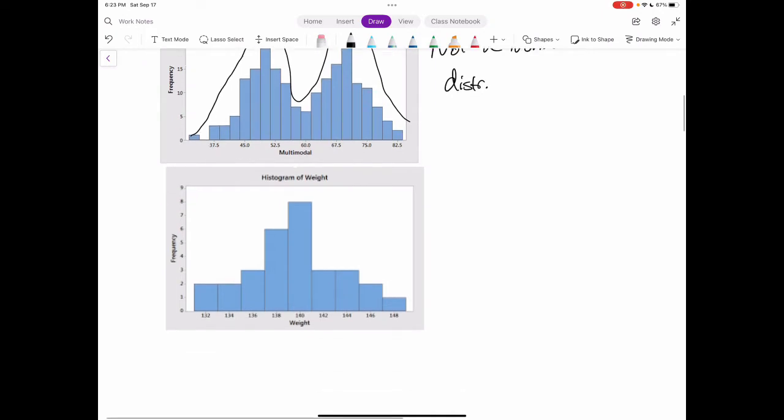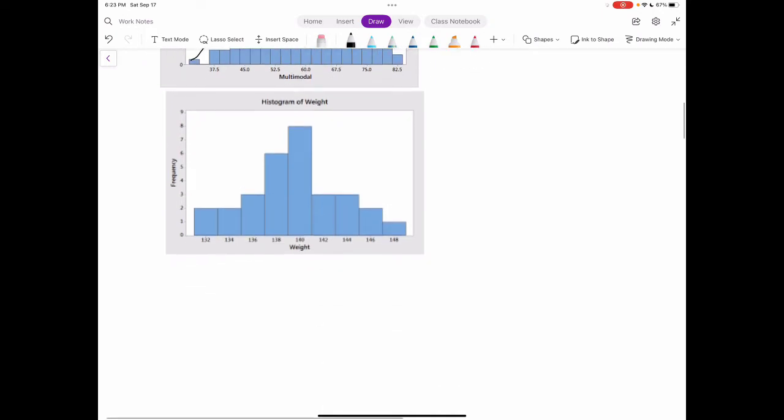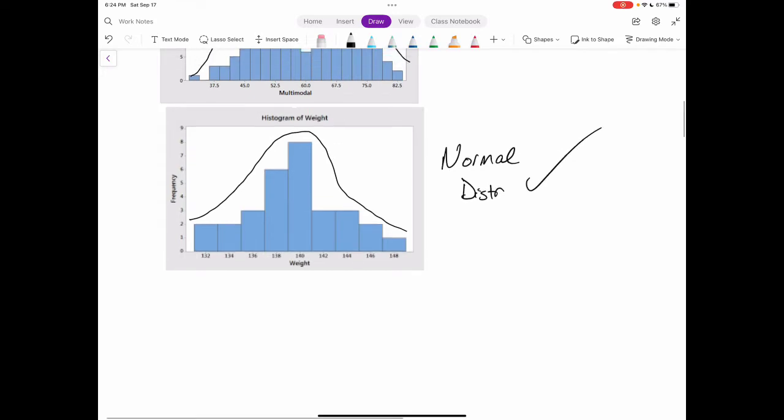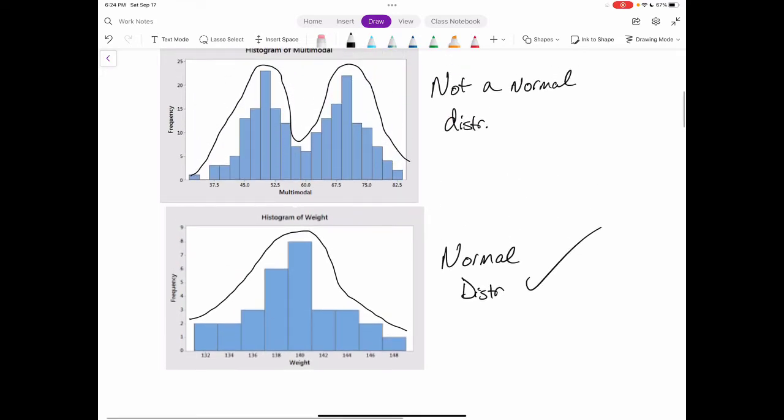However, the second example of a histogram, if we were to draw a curve here that follows the heights of those, that's relatively symmetric and it's unimodal. Therefore, yes, this particular histogram is indicative of a normal distribution. So the first one is not, but the second one is a normal distribution. Okay, moving on.